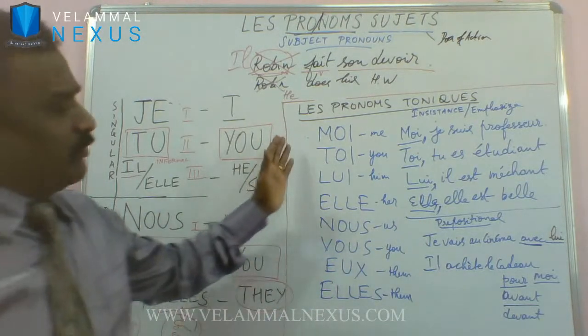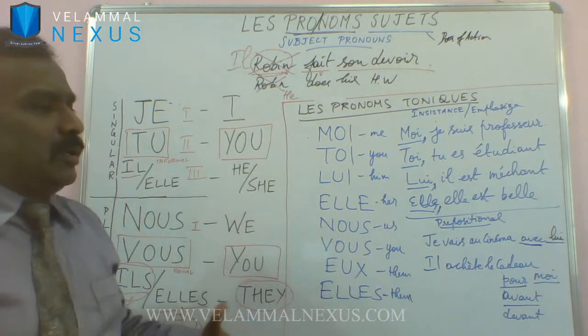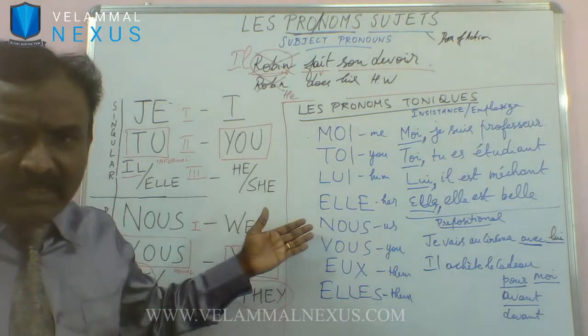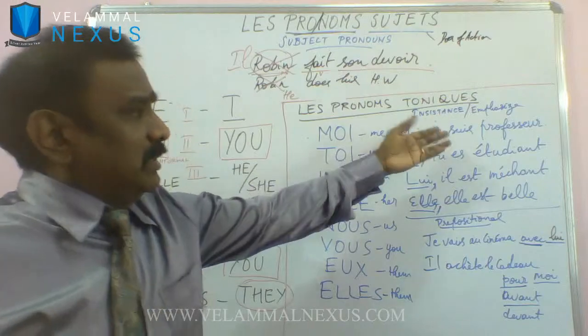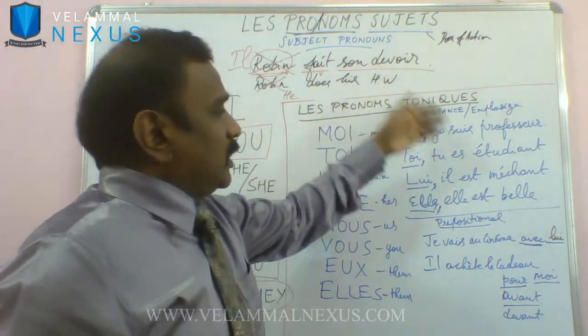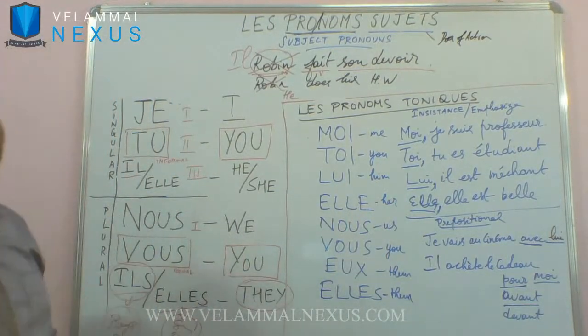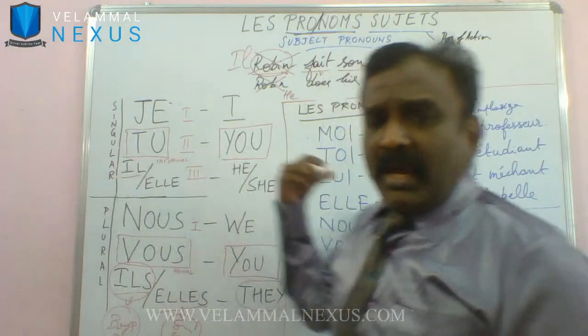Even for comparison, you use this. When you join two subject pronouns, you can use it. And this is the mostly used. Pronoun tonique will be in insistence and prepositions. Now we'll get into the exercises. When you get into the exercises, you have a clear idea about the subject pronouns and the tonique.